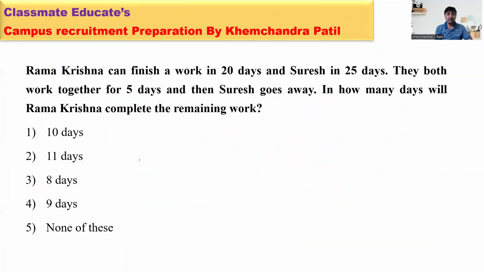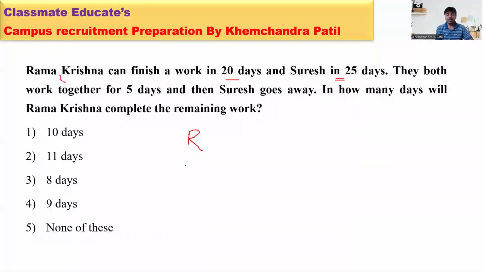Next question. See, this is a question on time and work. Ramakrishna can finish a work in 20 days and Suresh in 25 days. Acha, Ramakrishna is only one person. He finishes the job in 20 days and Suresh finishes in 25 days. They both work together for 5 days and Suresh goes away. In how many days will Ramakrishna complete the remaining work?